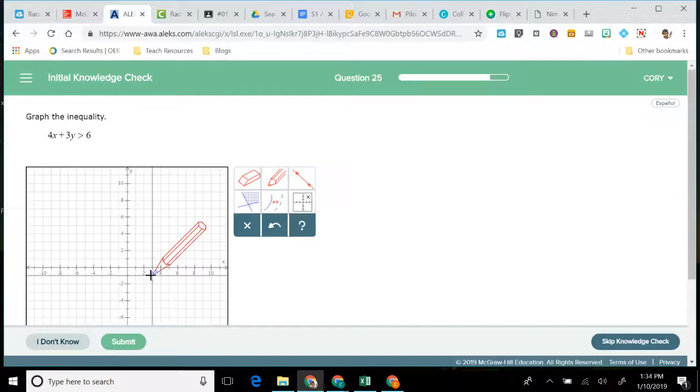So plot the y-intercept is 2. Negative slope, go down 4 to the right 3. Make my line. This is a negative slope. It's an open circle, so I'm going to get a dotted line. And then I ask myself, does 0, 0 make this true? So 0 in for x, 0 in for y. Does 0 greater than 6? No, it's false. So it means I got to shade over here. Bam.